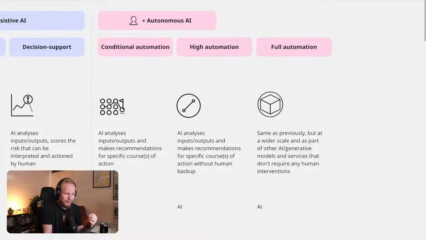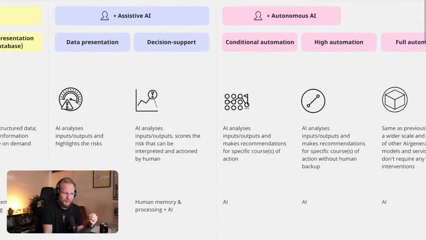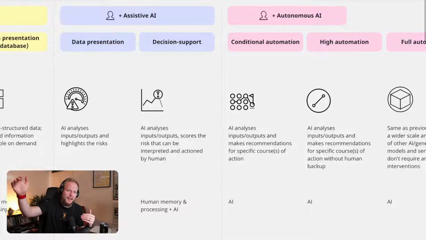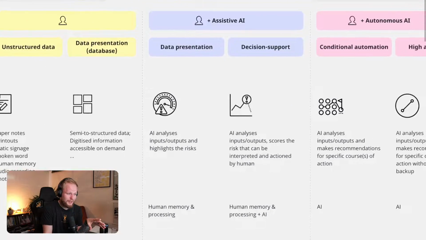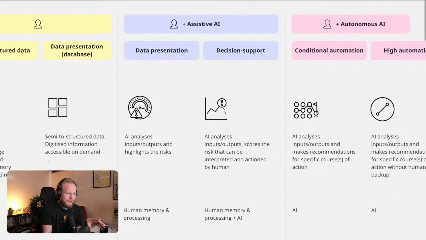The conditional automation, high automation, full automation, again, is way ahead, and I'm going to explain exactly why it's going to make much more sense. But you can imagine that, let's say, in the data representation state here, when you have all the database and you can make smarter decisions, AI analyzes those inputs and outputs and highlights the risks. So let's say for a user, it would just say, hey, you should maybe do this basically because I see some risks and some factors.